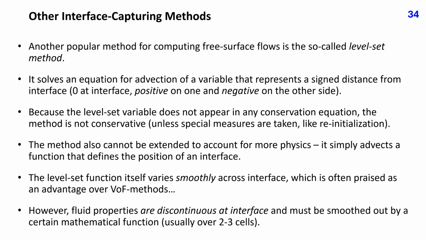The level set function itself varies smoothly, linearly across interface, which is often praised as an advantage over VOF methods. However, fluid properties are discontinuous at the interface and must be smoothed out by a certain mathematical function, usually over 2 to 3 cells. Many other methods for computing free surface flows have been published. Good results can be obtained with most of them.